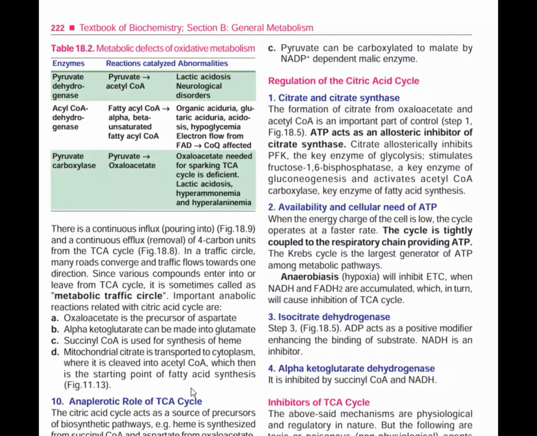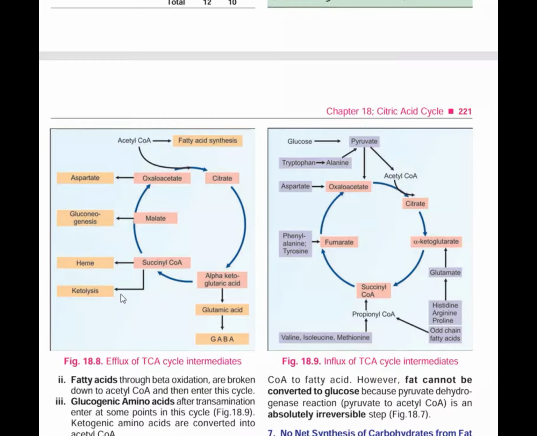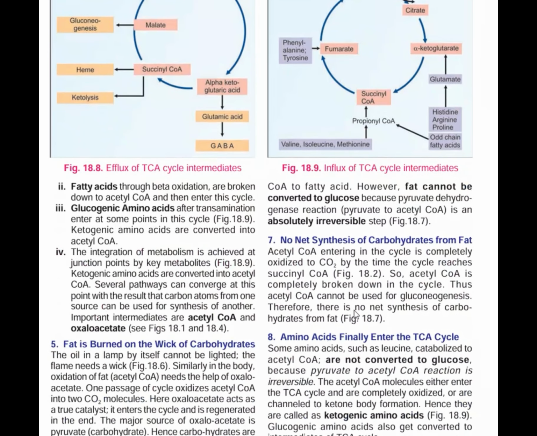And if you see the efflux of the TCA cycle, first, oxaloacetate will convert to form aspartic acid, and malic acid for gluconeogenesis; then succinyl-CoA to heme or ketolysis; or alpha ketoglutarate to glutamic acid, or gamma aminobutyric acid, and so on. So these are the efflux of the TCA cycle. Both of these are happening, so it is called amphibolic in nature.